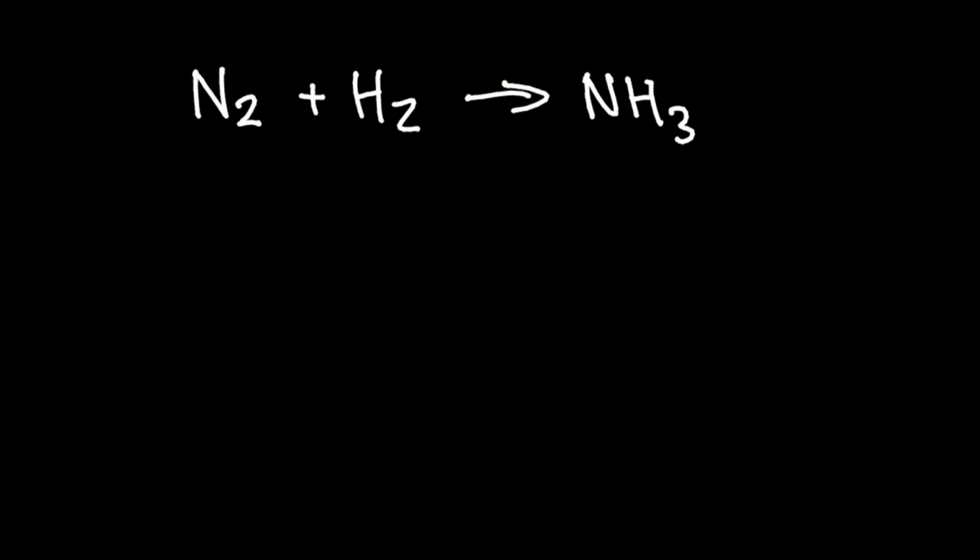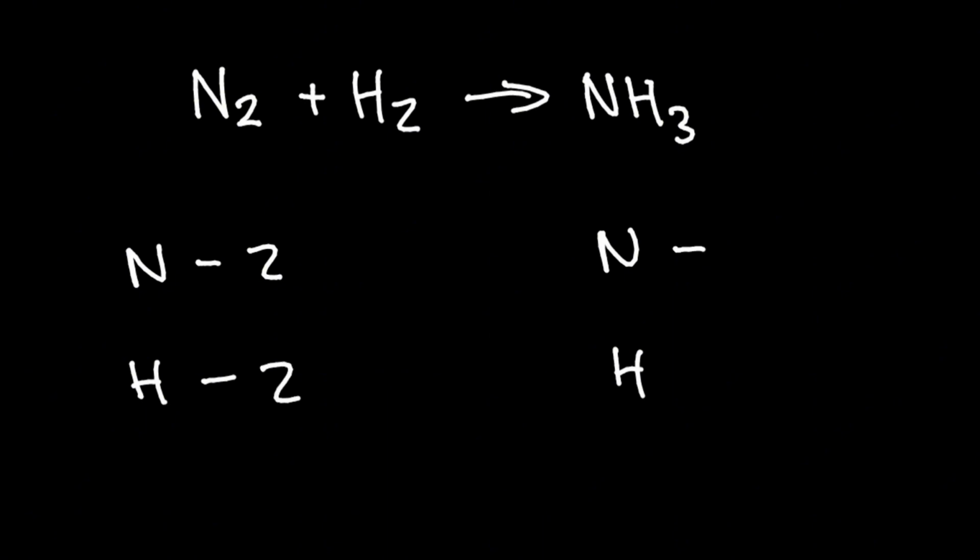So to start off, we can list the number of atoms we have on both sides. So for nitrogen we have 2, and hydrogen we have 2 on this side. But on this side we have 1 nitrogen and 3 hydrogens. So what we need to do to balance this chemical equation is change the coefficients. We can put a number here, but we cannot change these numbers here, the subscripts.